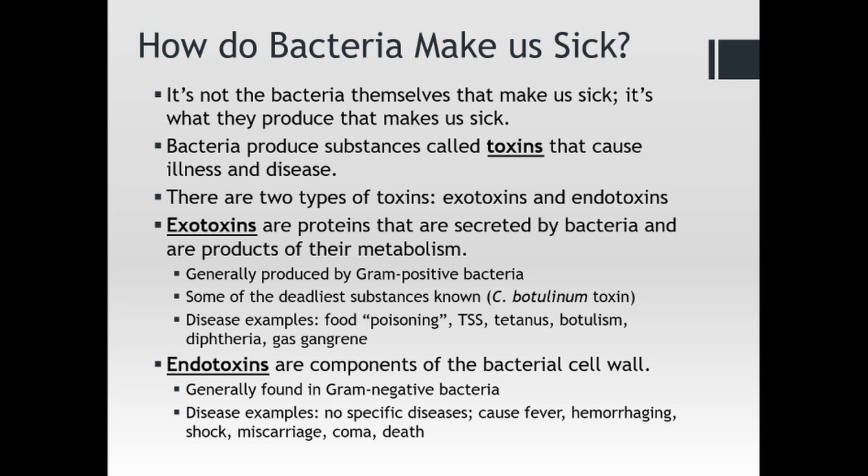So exotoxins are proteins that are coming out of or secreted by bacteria, and they're products of their metabolism. These are some characteristics of exotoxins, generally produced by gram-positive bacteria. Now, there are some gram-negatives that produce exotoxins as well, but by and large, gram-positive are producing the exotoxins.